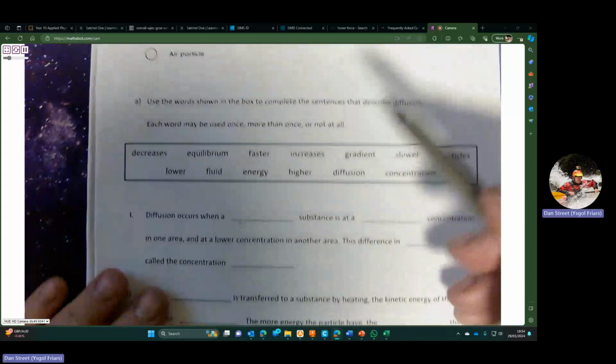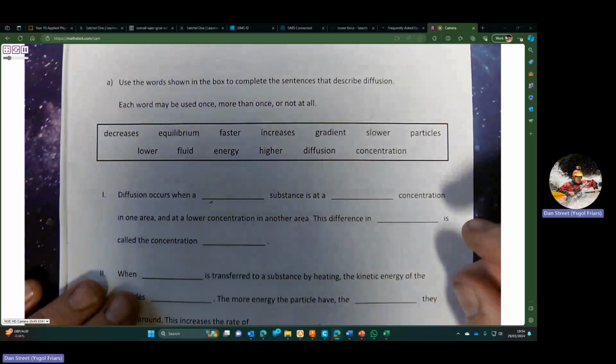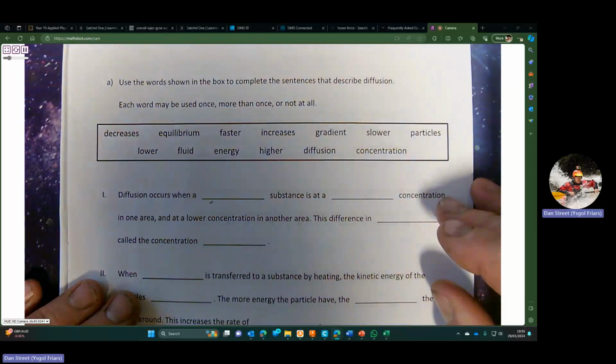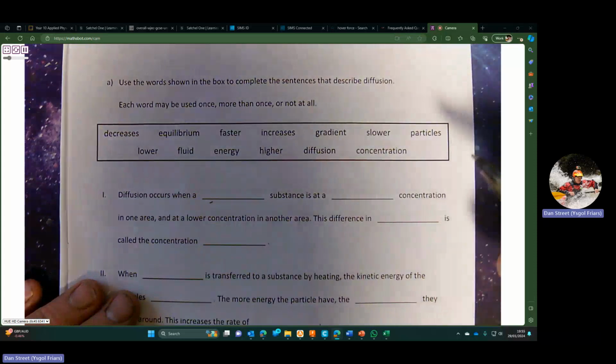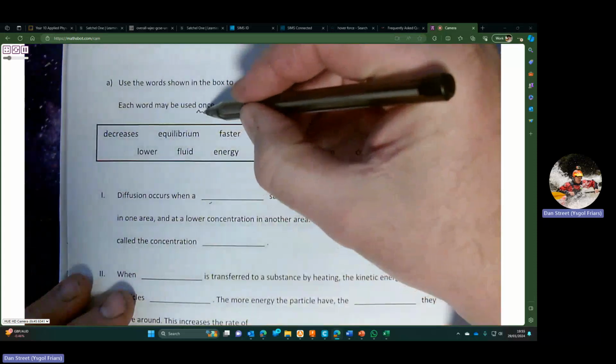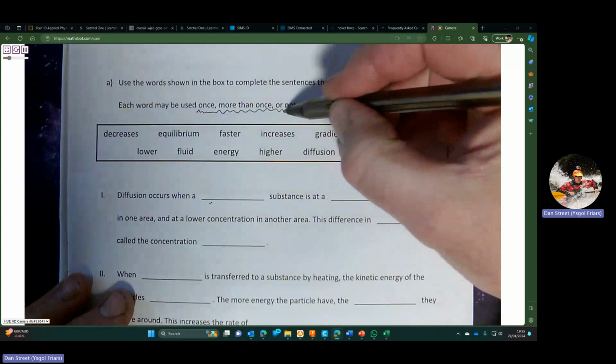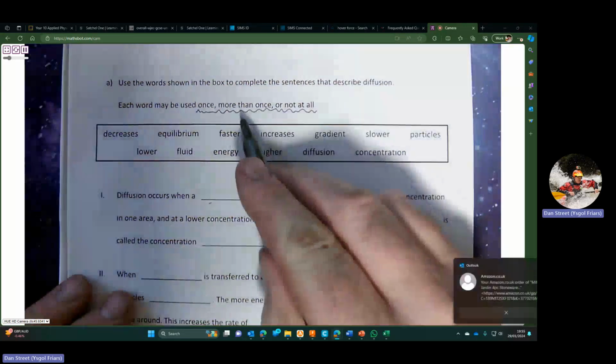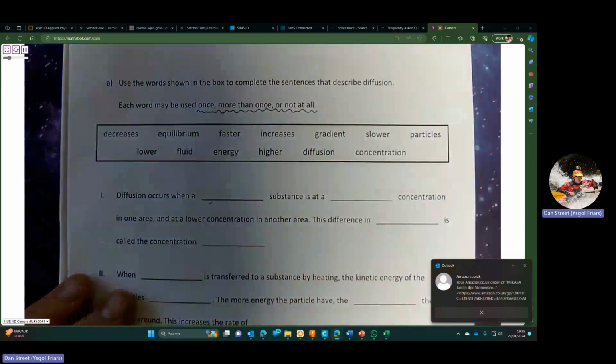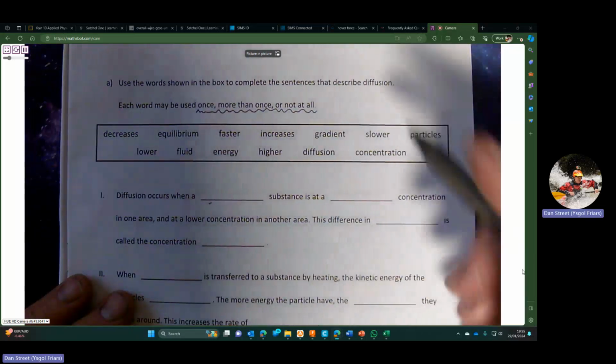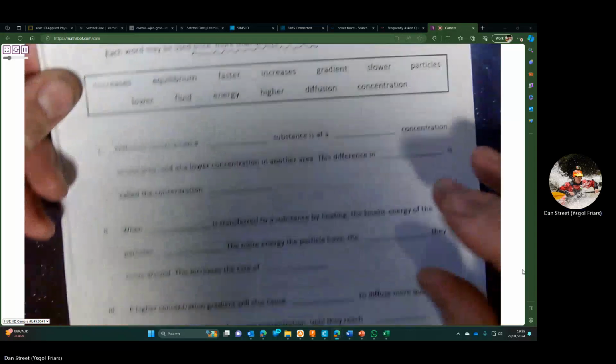Okay, so use the words in the box to complete the sentence that describes diffusion. Each word may be used once, more than once, or not at all. Now, during the test, I was asked a number of times, could we use the words once, more than once, or not at all? But it's written there for you. So you must make sure that you read the question carefully so that you get the right answer.